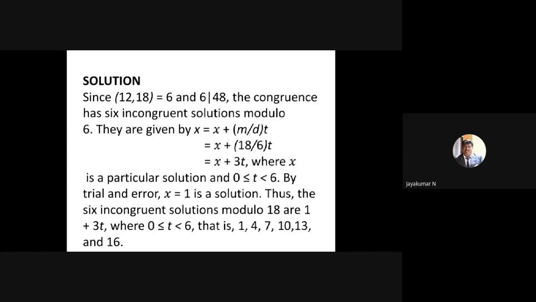The GCD of a comma m. Here a value is 12, m value is 18. So the GCD of 12 comma 18 is 6. So d value is 6. We check whether d divides b or not. Here b value is 48. So 6 divides 48. Therefore, this linear congruence is solvable, which has 6 incongruent solutions. Then we are going to find the general solution. So already we are given the corollary.